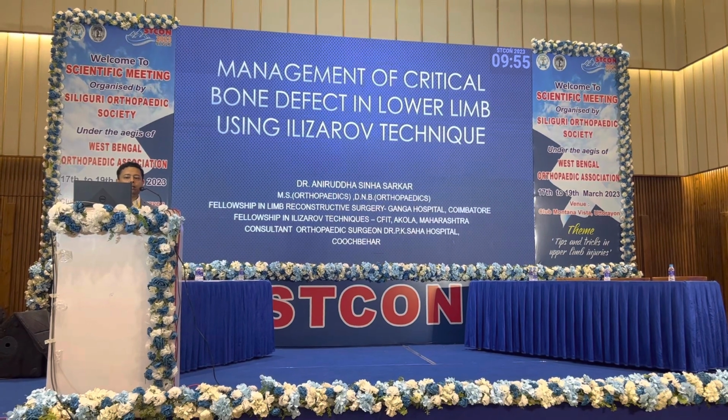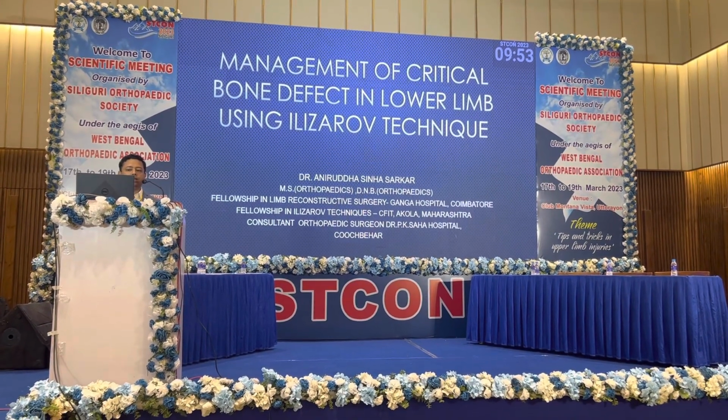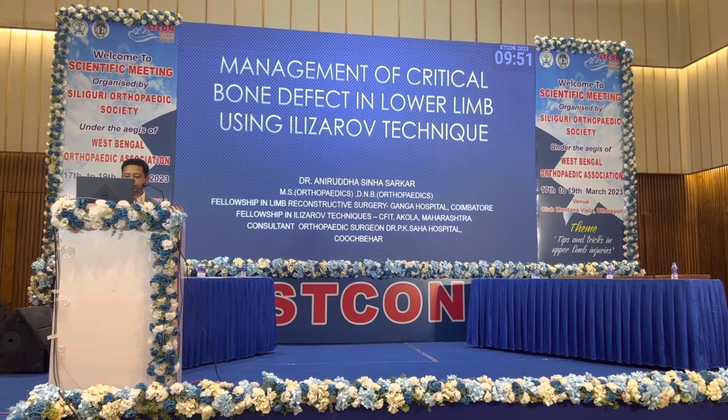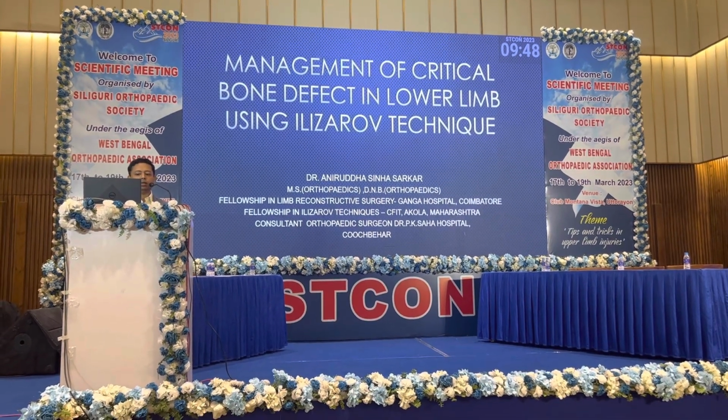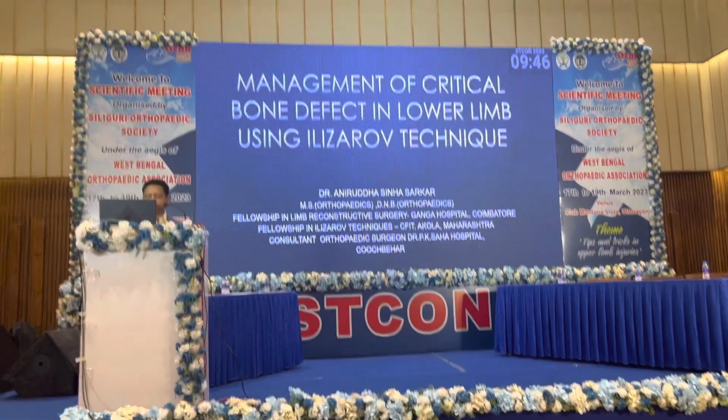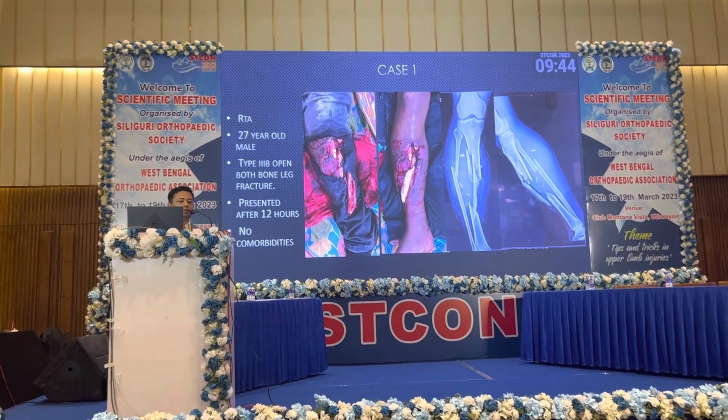So this is a case of management of critical bone defect in lower limb using Siliguri technique. I am Dr. Aniruddha Sinha. I work in Kuch Bihar. So I am presenting few cases.